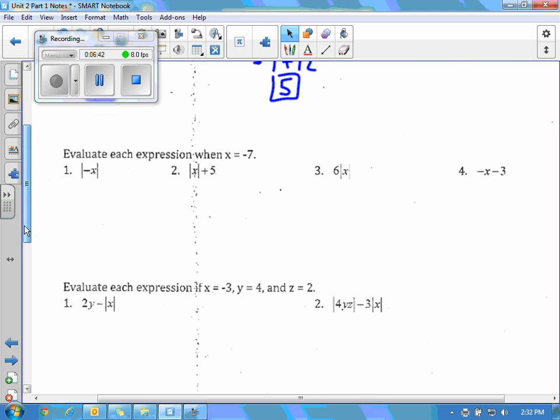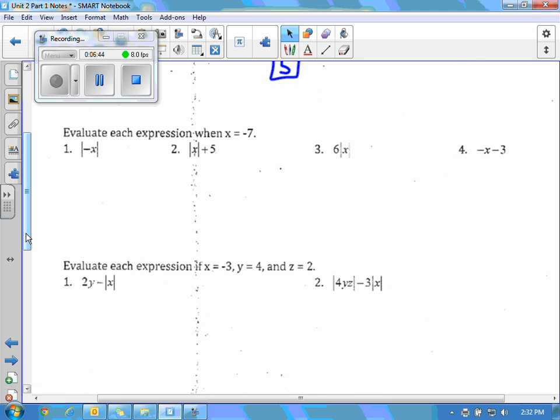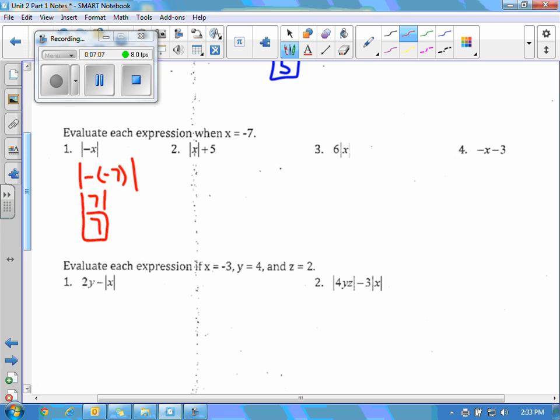Looking down a little bit further, it says evaluate each expression when x equals negative 7. So we're still evaluating. It's just that we have to plug in a number for x. So we're going to start by rewriting it. So I have the negative absolute value of negative 7. Okay, I already had a negative, and then x is negative 7. So negative negative 7 is positive 7, and then the absolute value of positive 7 is 7.